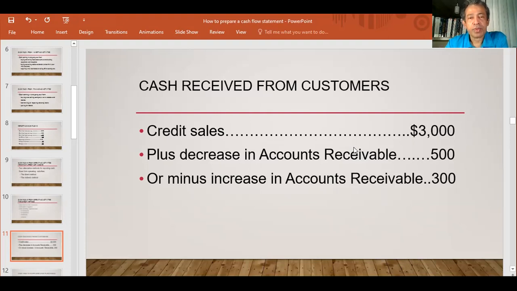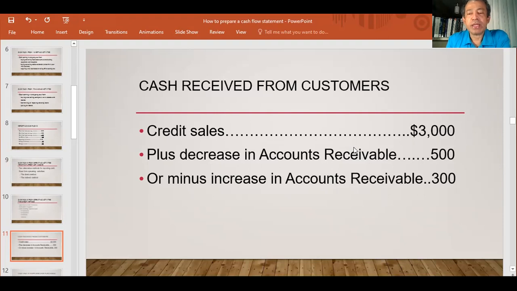So credit sales, in this case, I assumed to be $3,000. Credit sales plus decrease in accounts receivable or minus increase in it. So don't have the two at a time. Either you have an increase in receivables or you will have a decrease in receivables. If you have a decrease, you can't have an increase, and vice versa. So our credit sales was $3,000 and the decrease in receivables was $500. That makes it $3,500 of cash received from customers.